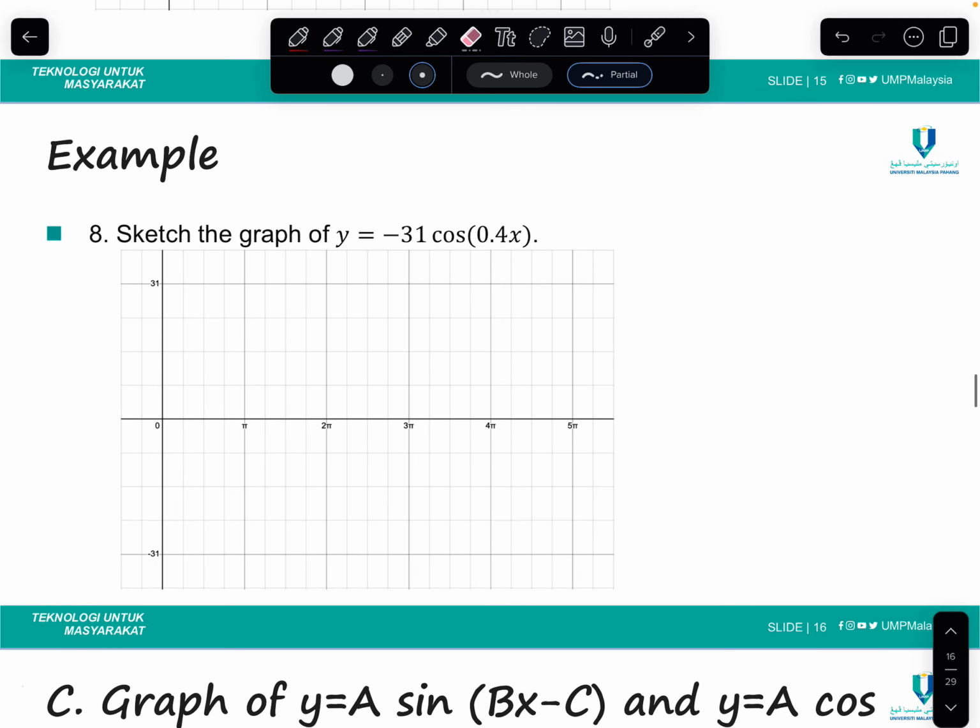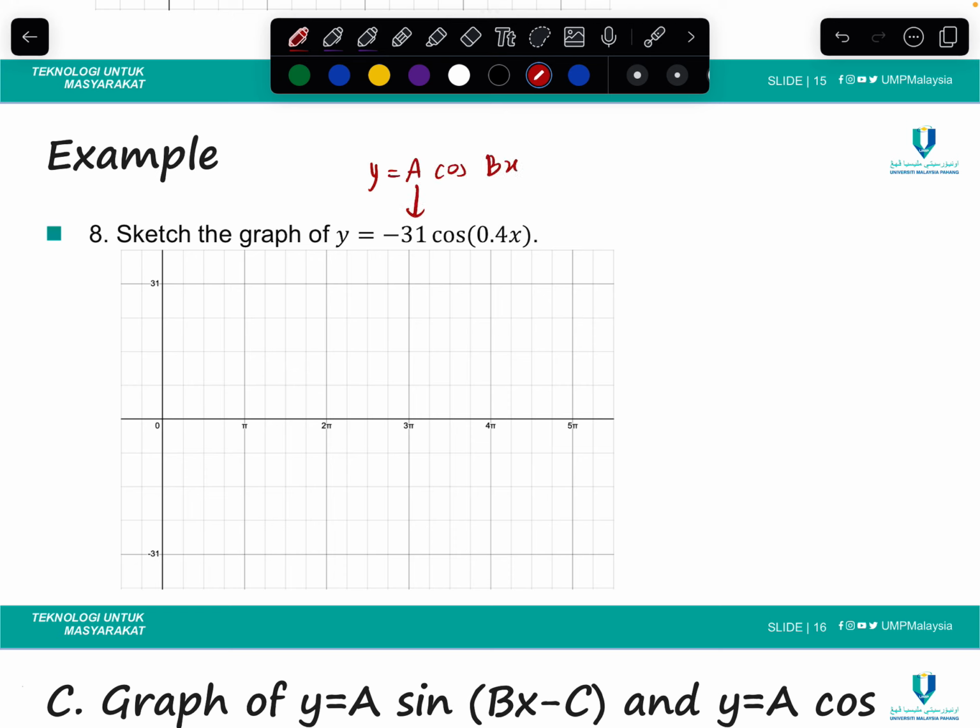Number 8, sketch the graph of this. So the format is y equal to a cos bx, a value, b value. So a is 31, so the amplitude is 31. Let's remark in the sketching, 31 is here. And for b, it is 0.4.